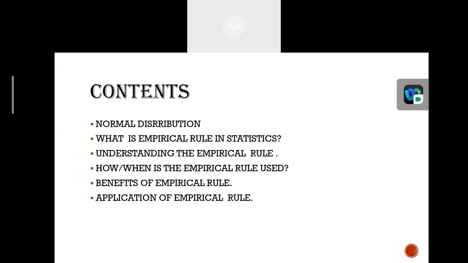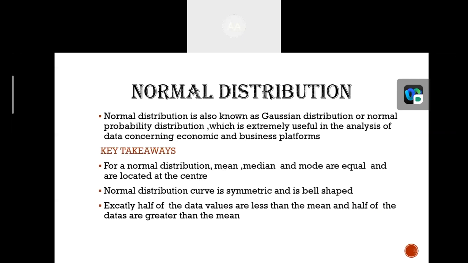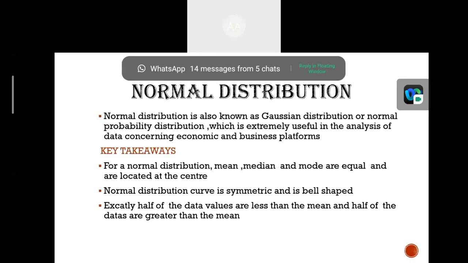So coming to the next slide, we are all aware of normal distribution. We have covered this topic in our QT also. Normal distribution is also known as Gaussian distribution or normal probability distribution, which is extremely useful in analysis of data concerning economic and business platforms. In our QT classes also, we have come across normal distribution. We have plotted the normal curve, the bell-shaped graph of normal distribution also. So I hope that normal distribution is very much clear to us.